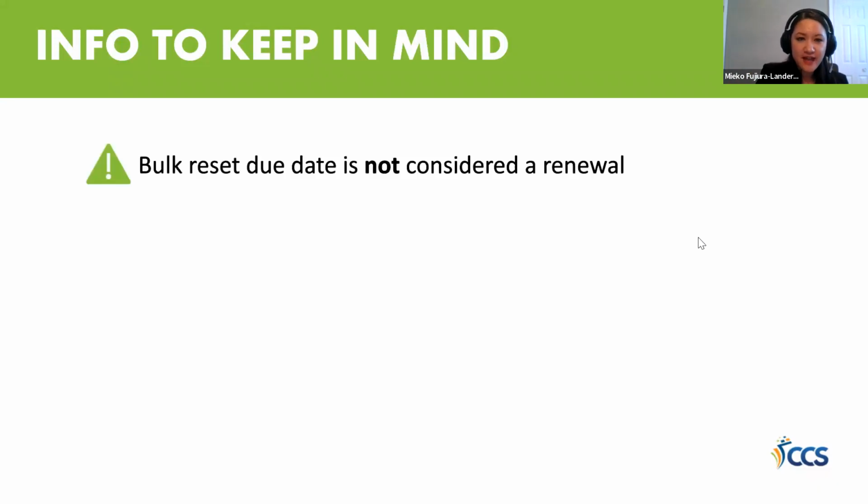So the first thing, bulk reset due date function, it's not considered a renewal. So all we're doing here is modifying the due date. A renewal count will not be taken from the item. So if a patron has 2 renewals left on the item, they will still have those 2 renewals left after you complete the update.